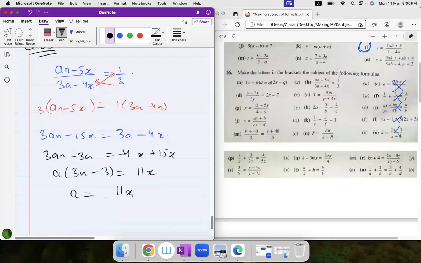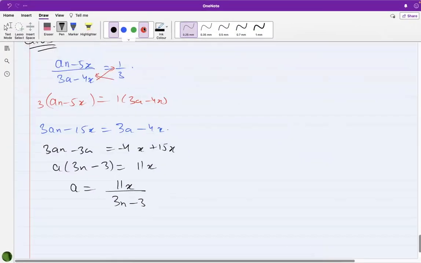Yeah, so I got negative 11x over 3 minus 3n. Yeah, that's correct. I have the other form. If I just take out negative common, we'll have the same answer. So negative 11x over 3 minus 3.